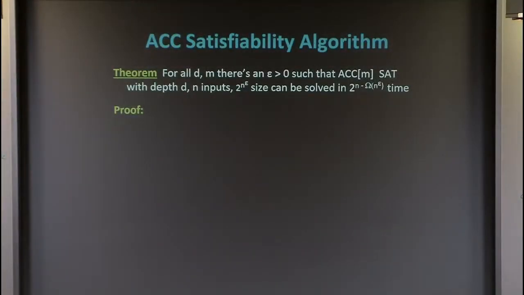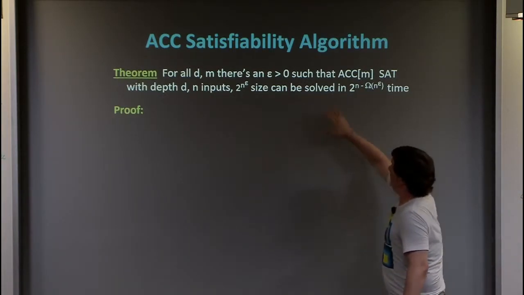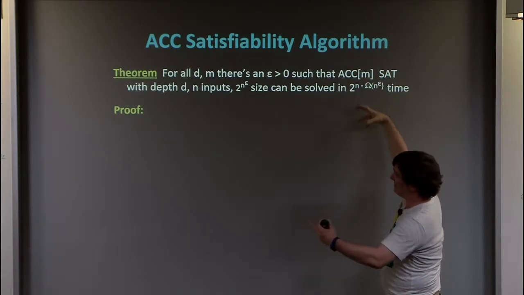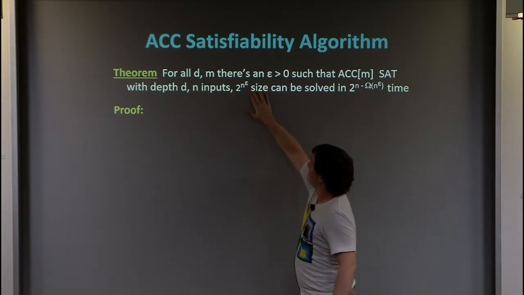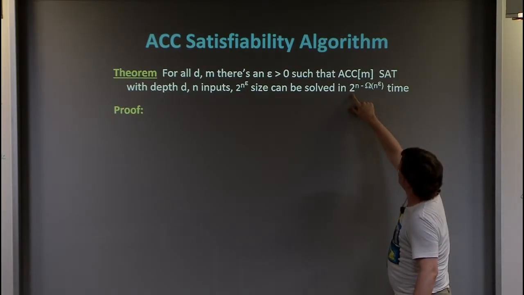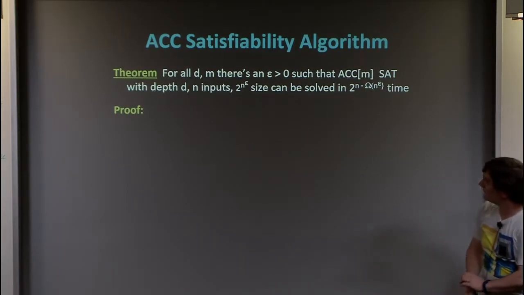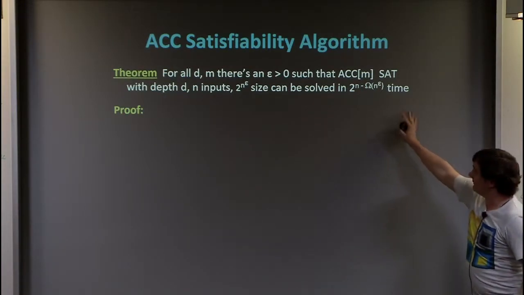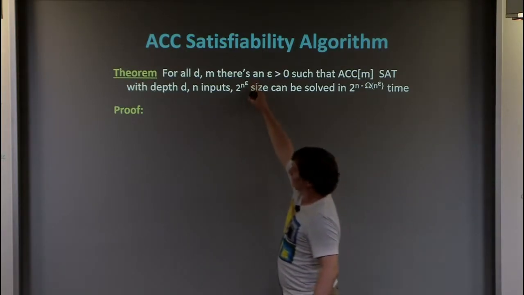All right. So now I'll present the SAT algorithm. Okay. So the theorem is: for all depths d and moduli m, there's an epsilon such that ACC SAT, so ACC of m just means it's got mod m gates in it, with depth d and n inputs and 2 to the n to the epsilon size, can be solved in 2 to the n minus omega of n to the epsilon time. Okay? All right. So this definitely gives us the theorem for sub-exponential size. Okay? For 2 to the n to the little o of 1.